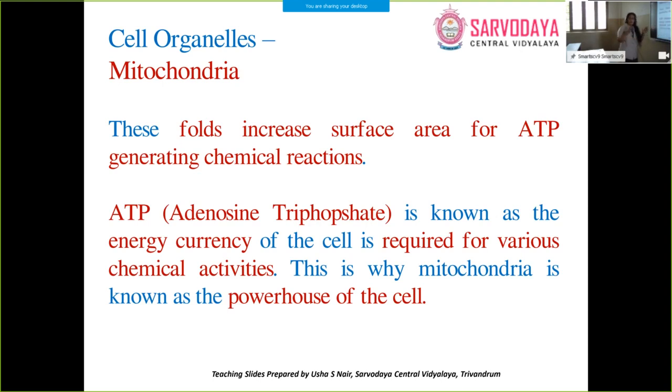So you now understood? We say mitochondria is a powerhouse because of the ATP molecules, or adenosine triphosphate. They are known as the energy currency. They provide energy for all the activities happening in the cell, for all the various chemical activities.